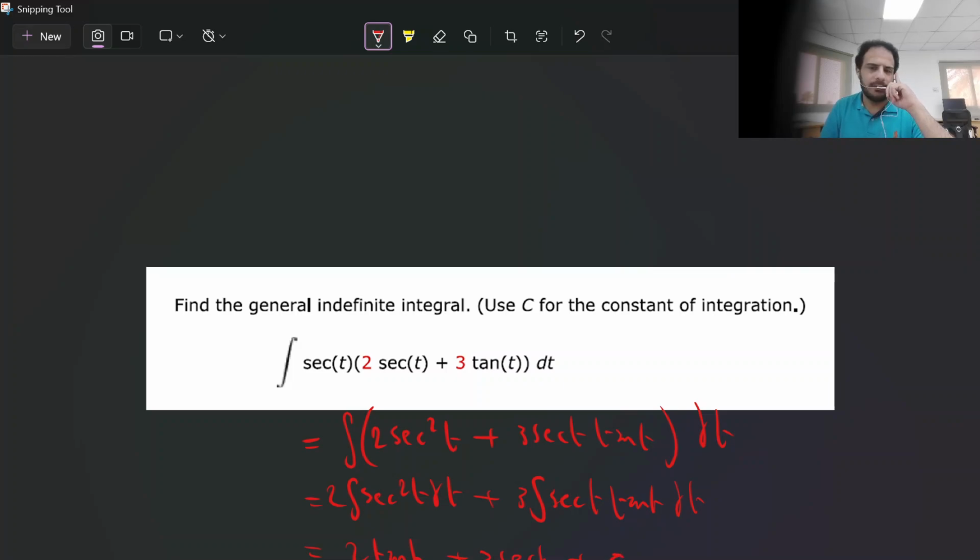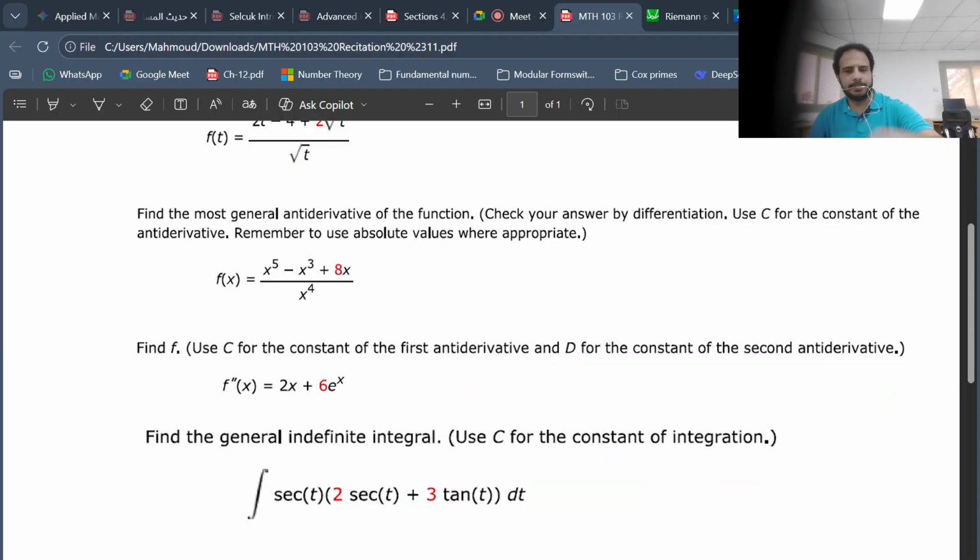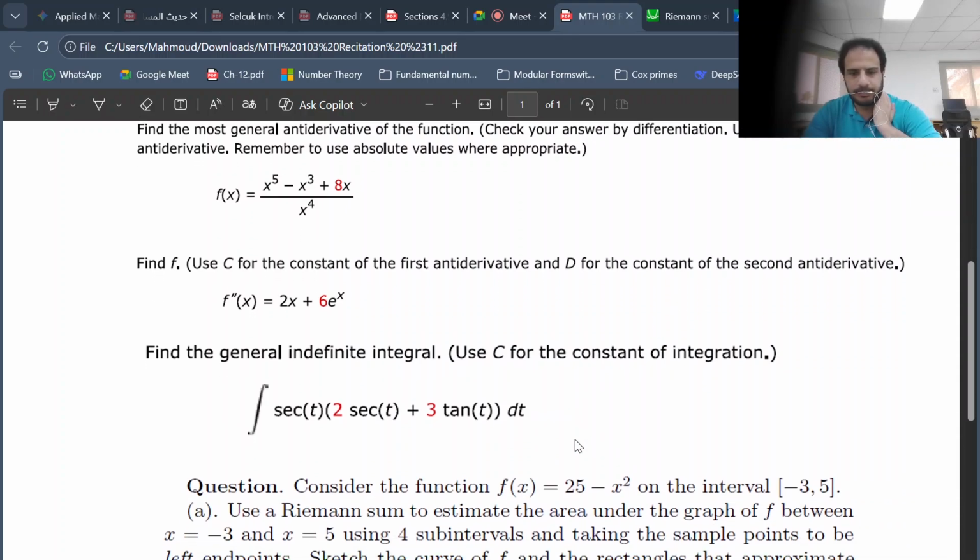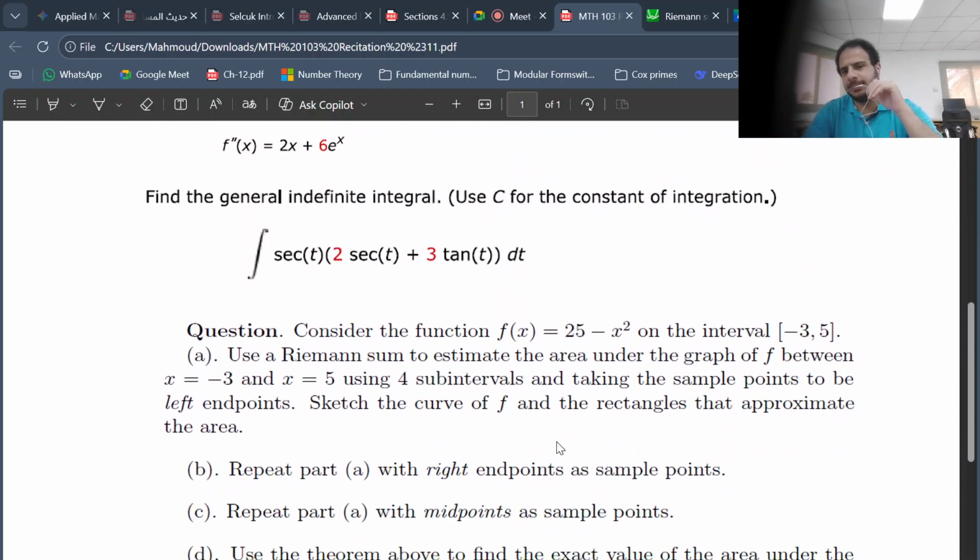Let's see. If we have integral tan t, do you know how to solve this? I think this will be for later, right? For when we take integration by substitution. So forget about this now. We'll solve it later. Now we have this one.